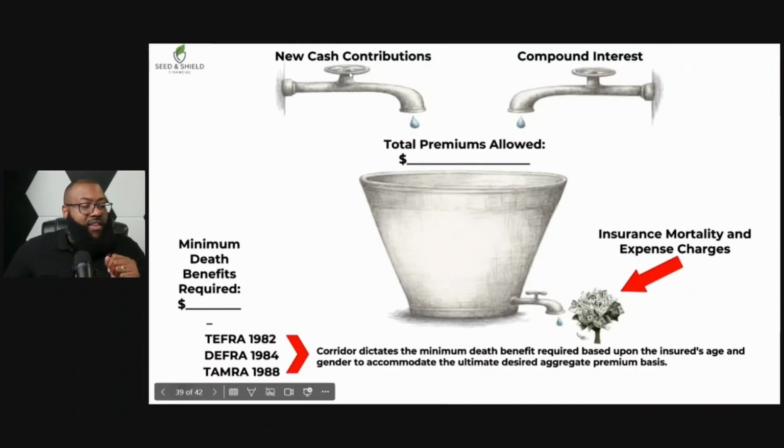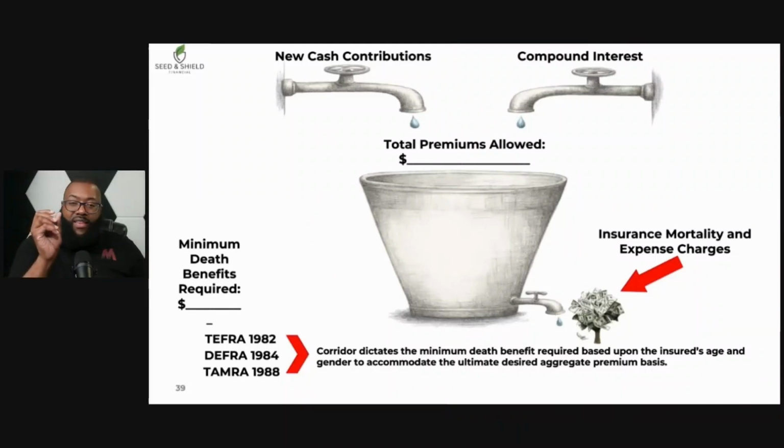So what happens is we put the cash contributions in, it's growing, and then this little spigot out of the bucket is simply the cost of insurance, right? But the spigot that's coming out of the bucket is much smaller than the actual faucets bringing the cash and the compounding interest in there. So there's a cost to have the money in there so we can preserve that peace of mind, but it never outshines the amount of cash and compounding interest that will keep the bucket full.